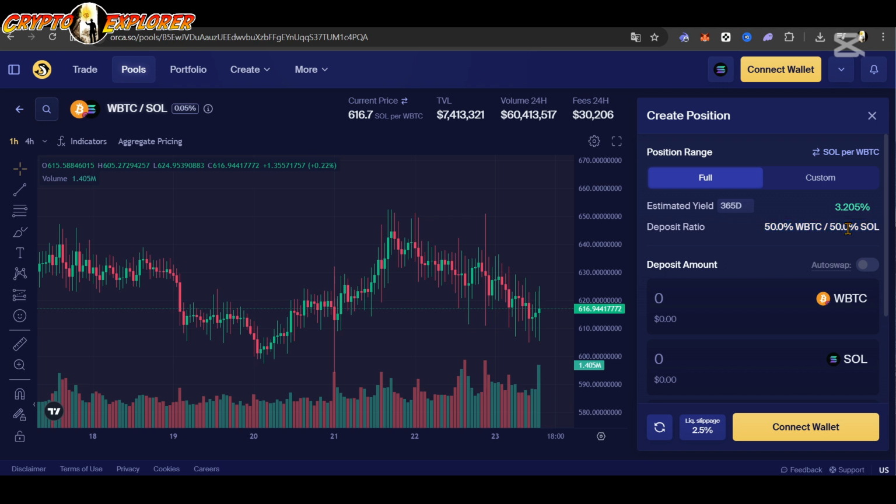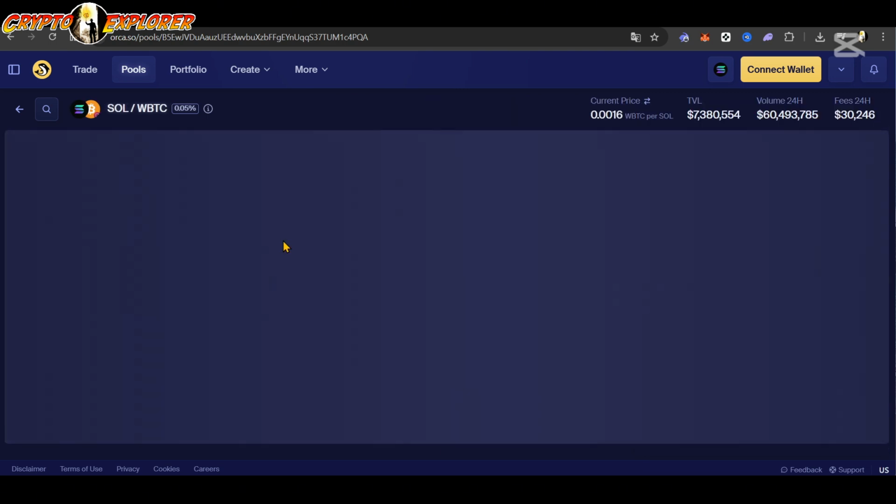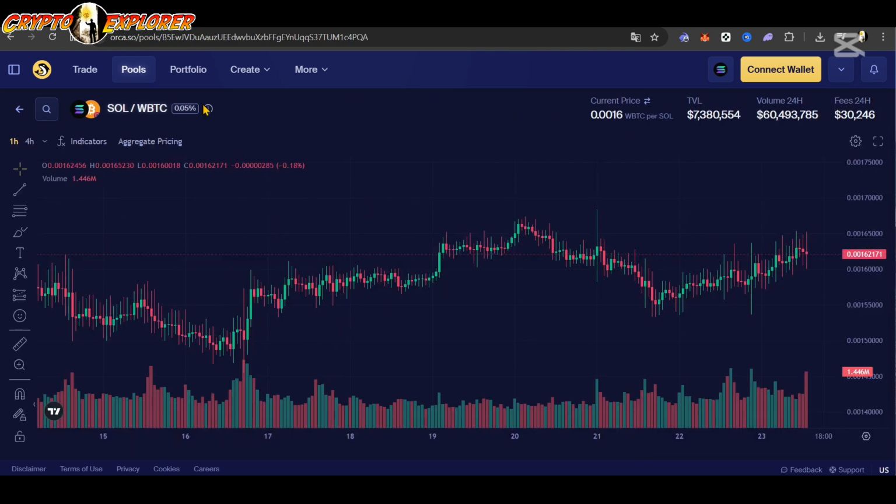But you will generate fees regardless of Bitcoin's price. You don't have to worry about a thing. The only thing you need to worry about is when you want to claim your fees, your rewards, okay? Now you see the estimated yield here for the next 365 days. Now it's 3.2%. And the reason for that is, of course, it's going to be juicier, as we saw before.